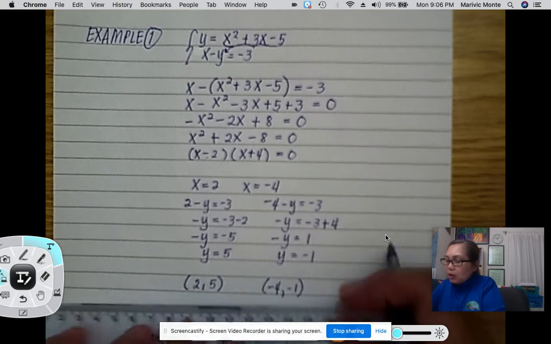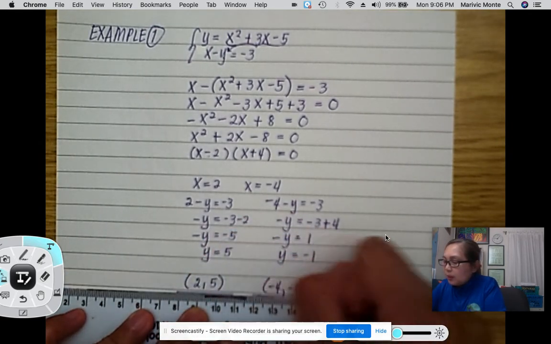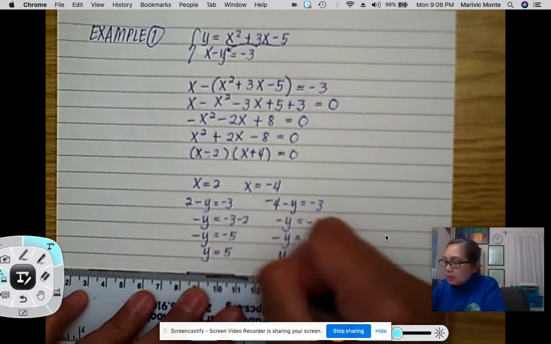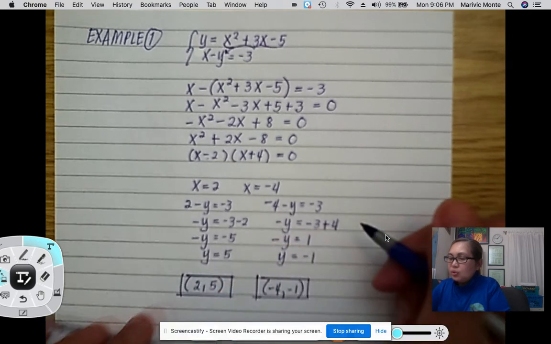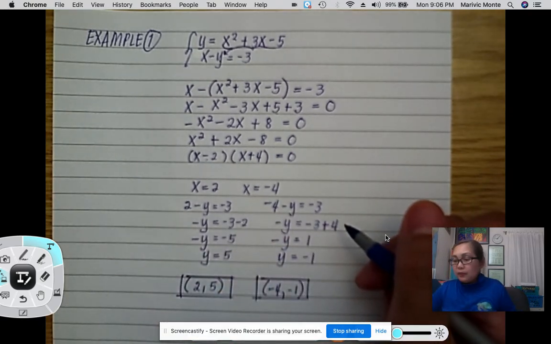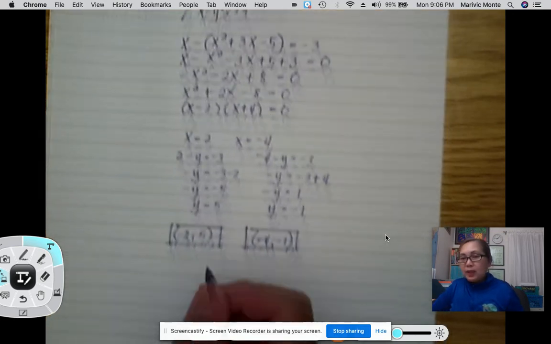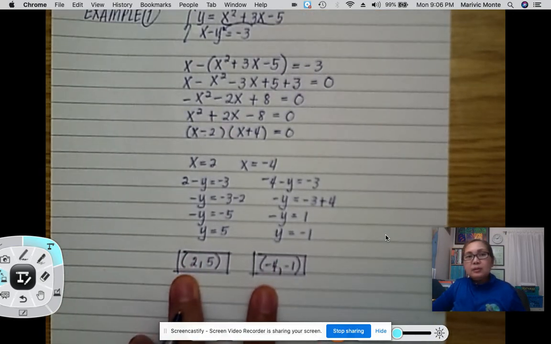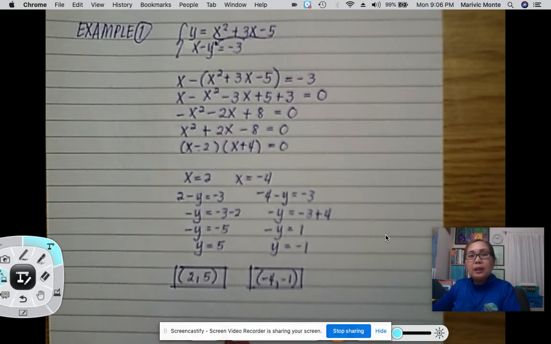And these are our coordinates. These are your solutions. I would just box them, and that gives us the solutions of the first example. And I will move on to the next video with your second example. So this is now the complete solution for example number 1.